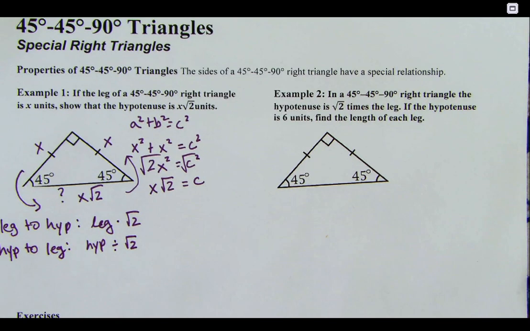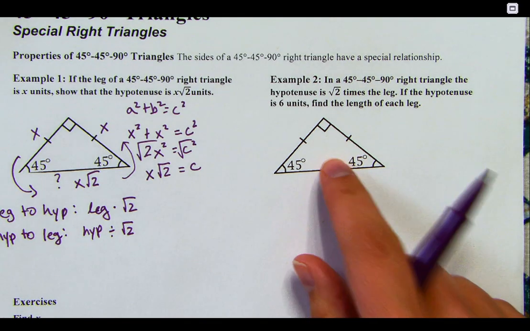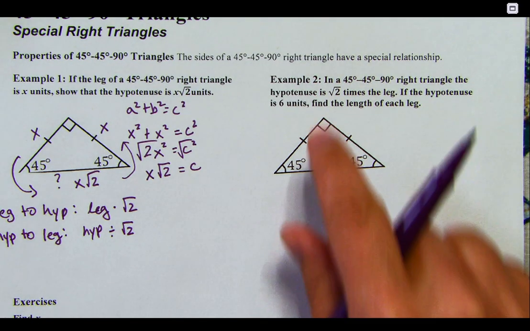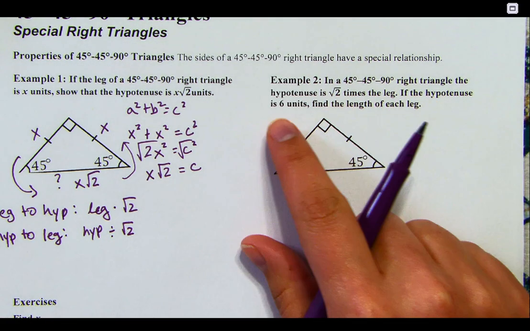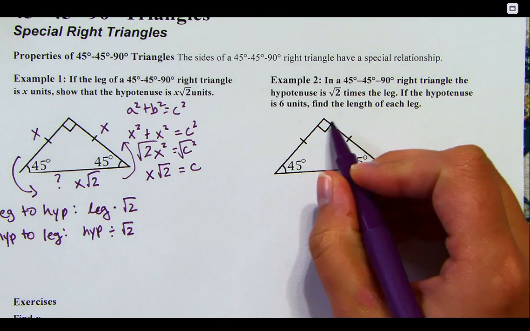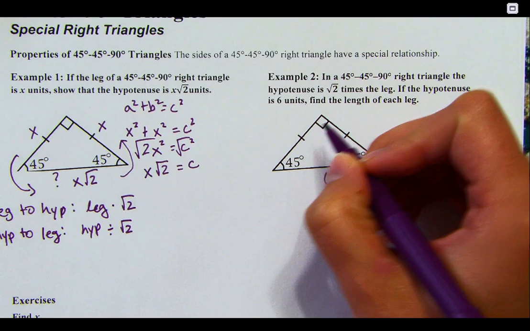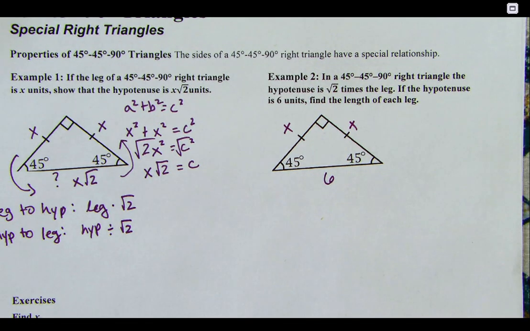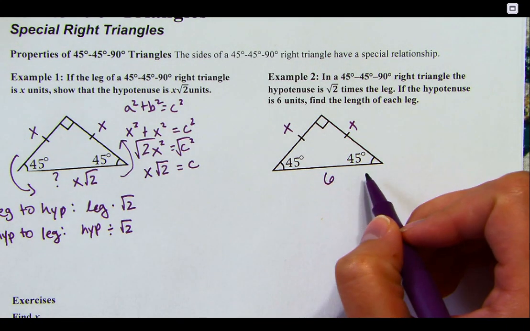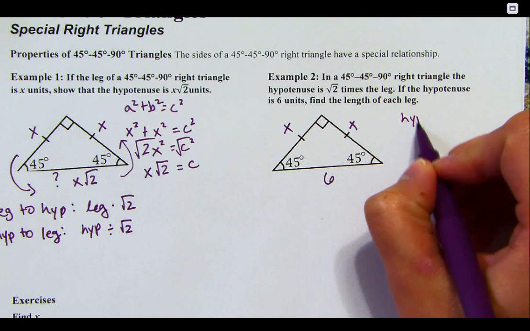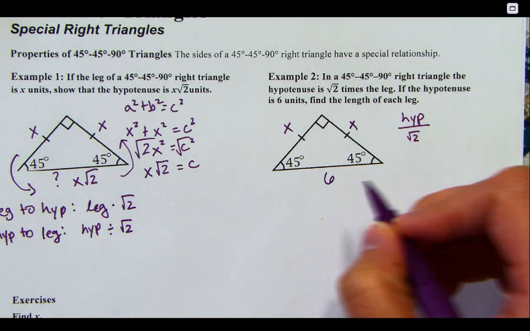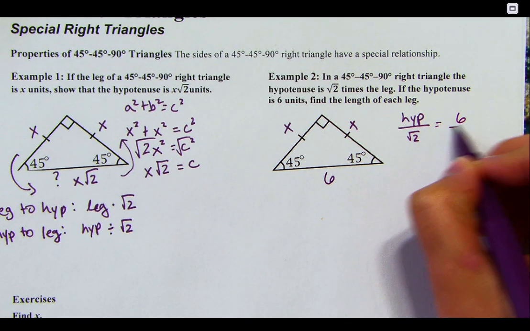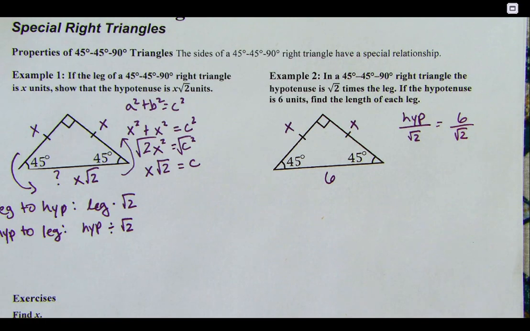Let's do an example of what that means. If we go to this next one, it says a right triangle, the hypotenuse is the square root of 2 times the leg. Now, if the hypotenuse is 6 units, which would be this side because it's across from the 90, we need to find the length of each leg, which again is going to be the same. To use our shortcut rule, I'm going to take the hypotenuse, 6, and divide it by the square root of 2, and then we are going to rationalize that.